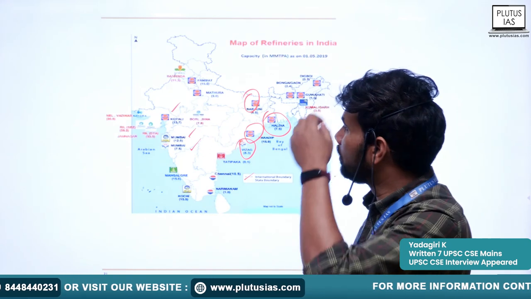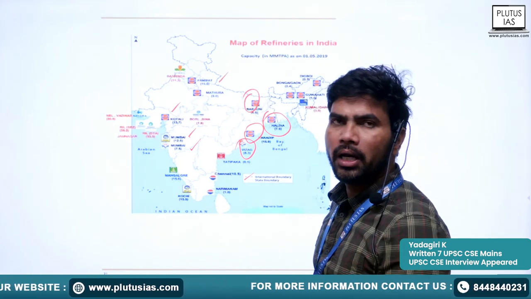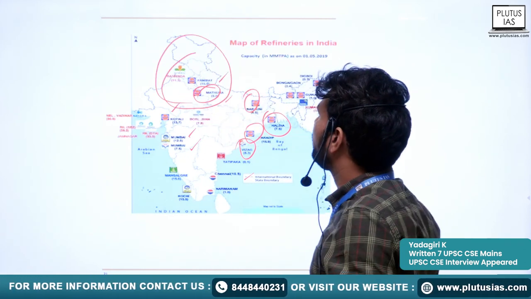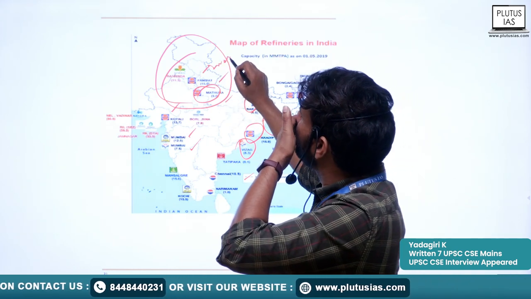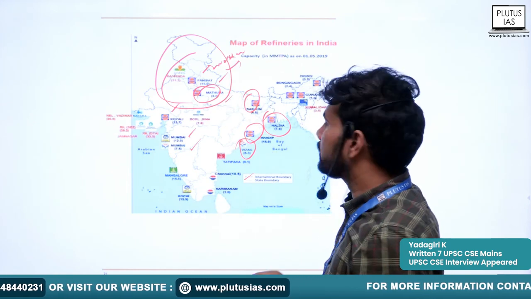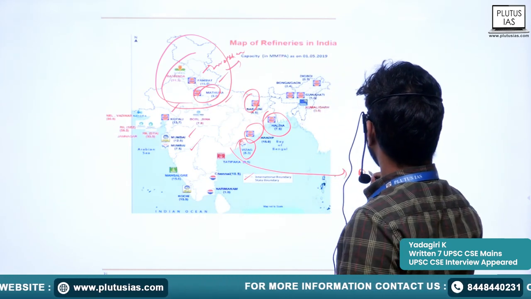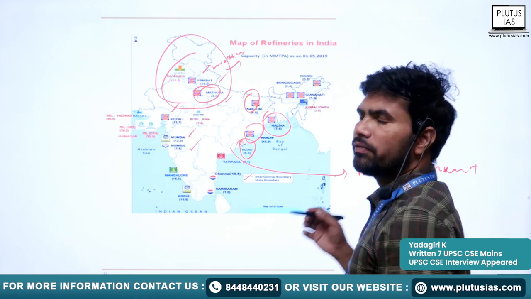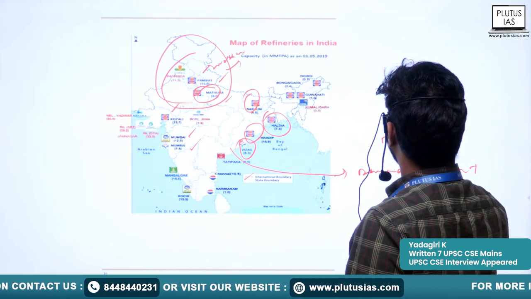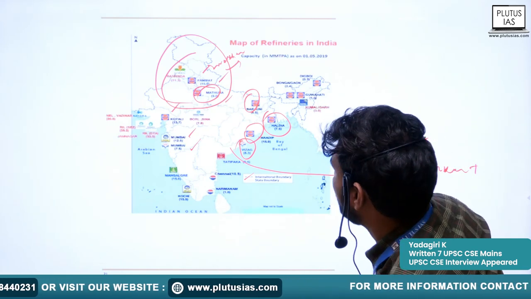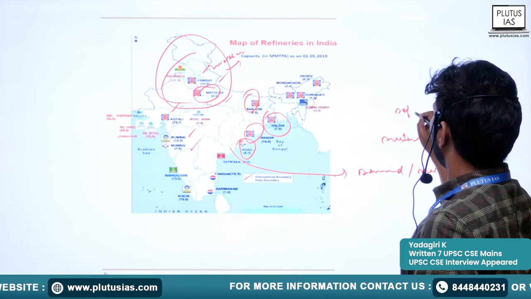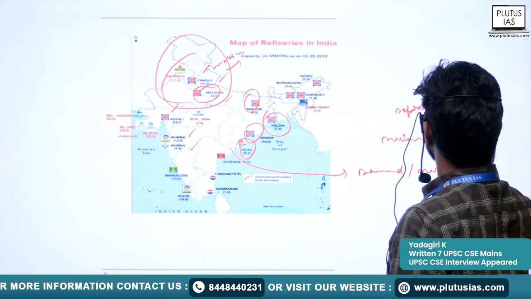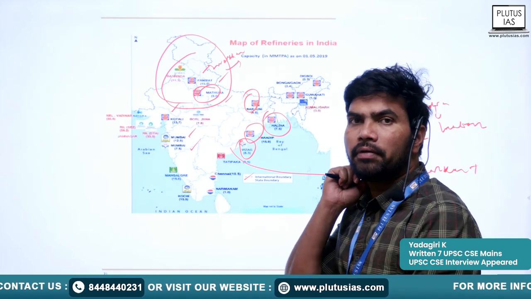Koyali in Gujarat also has one refinery. Panipat has one refinery. Mathura, one more refinery is there. Basically the refineries located at Panipat and Mathura are serving the northern part of the country. These refineries have been established to serve the demand or market. In establishing these refineries, the market played a crucial role; it became the deciding factor for the location of these particular refineries in the country.